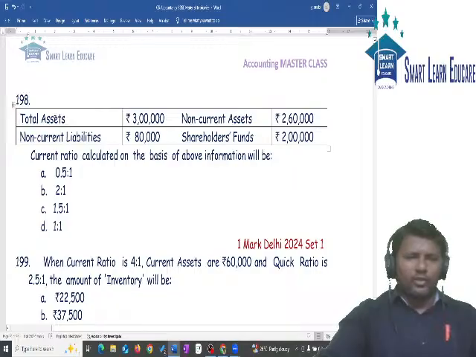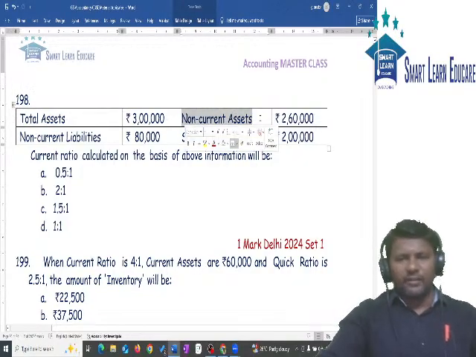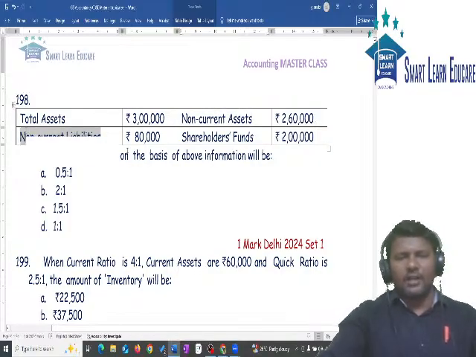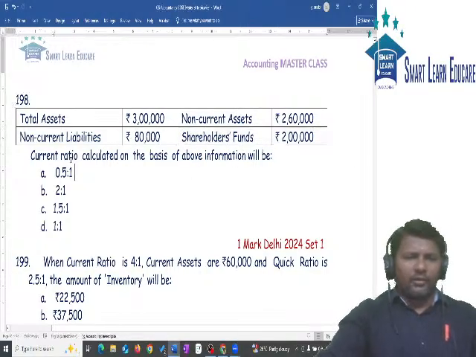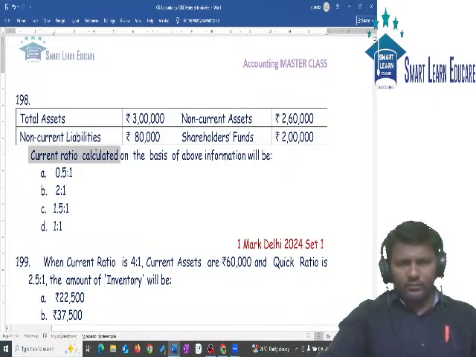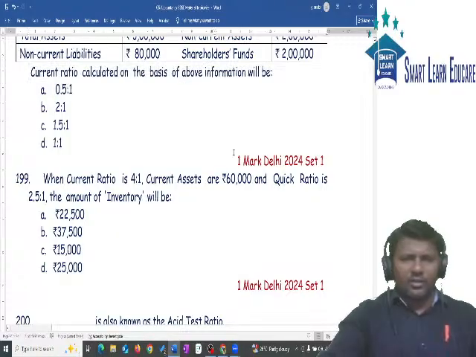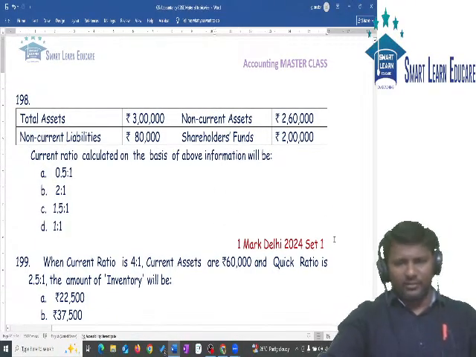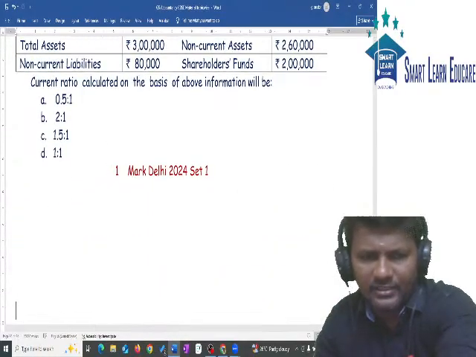Read the question. Total asset is given, 3 lakh. Non-current asset is given, 2,60,000. Non-current liability is given, 80,000. Shareholders fund is given, 2 lakh. Current ratio can be calculated on the basis of the following. What is the current ratio they are asking? Listen carefully.